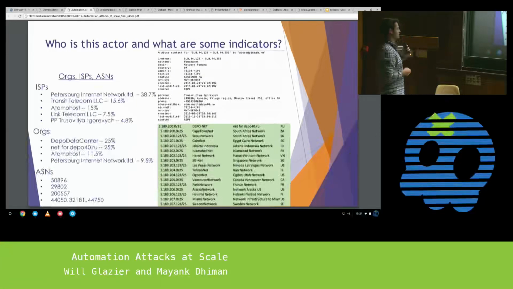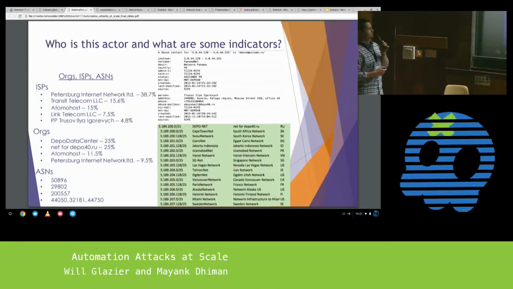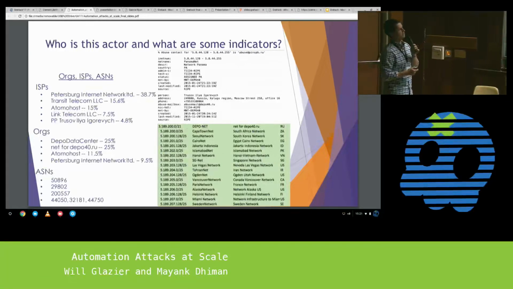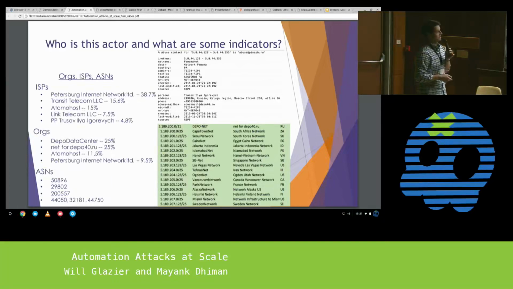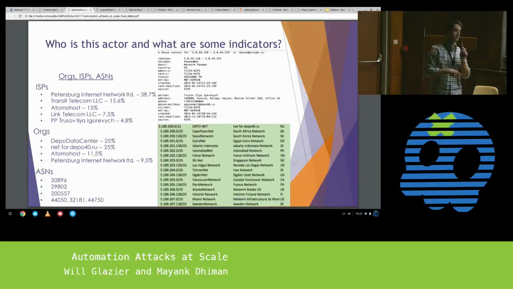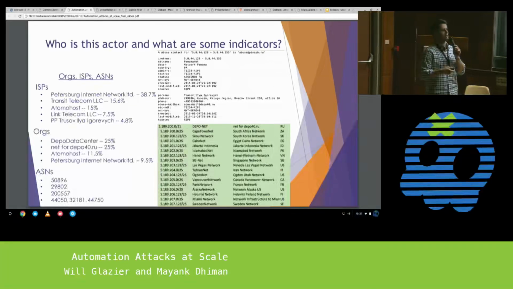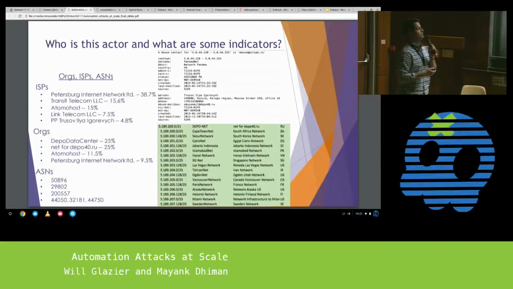So who is this actor and what were we seeing from them? Here's a list of some of the ISPs and orgs and ASNs, some of the indicators that we saw. Many of the networks look just like this with a few different names. And this screenshot is the one I want to highlight here. They basically would take these large /21 and /22 subnets, and they'd break them down even further into a bunch of /25 subnets. And all they were doing was changing the registration information on the whois record.